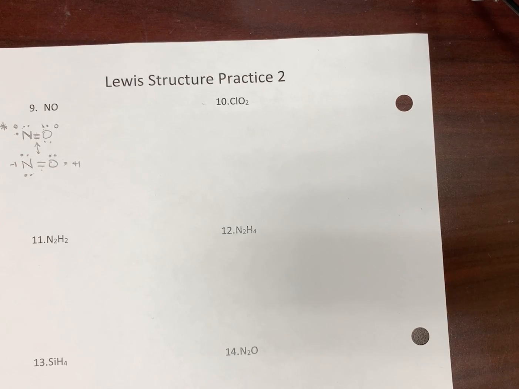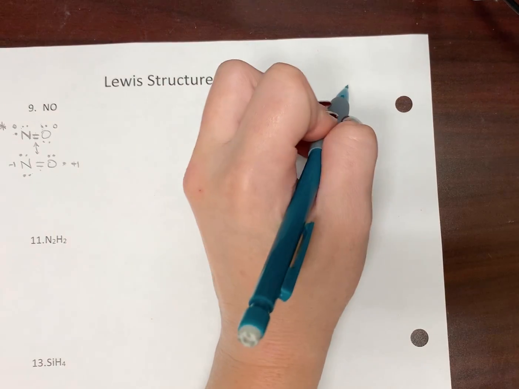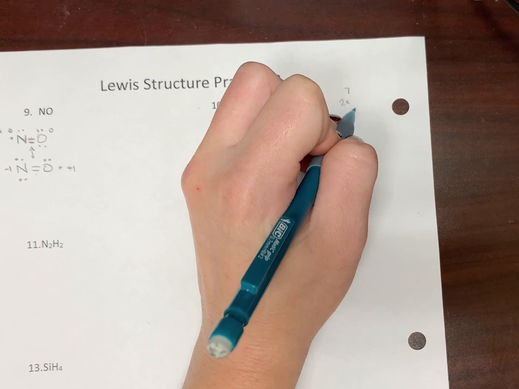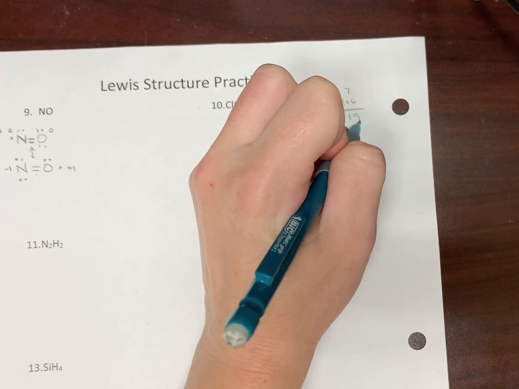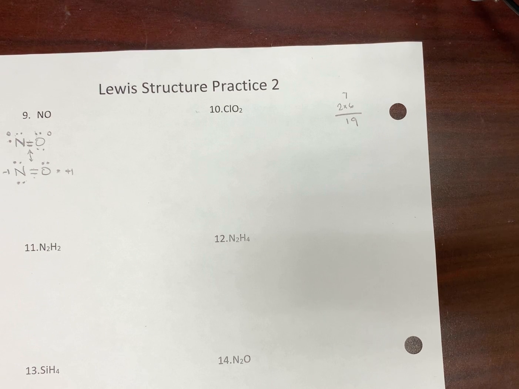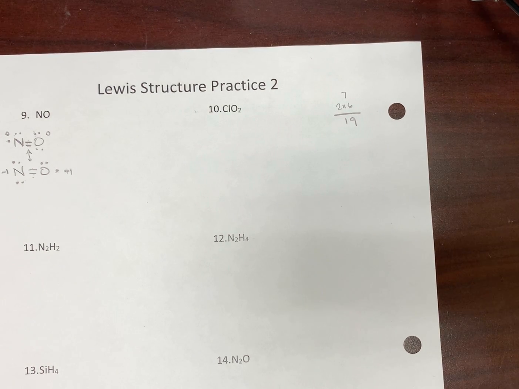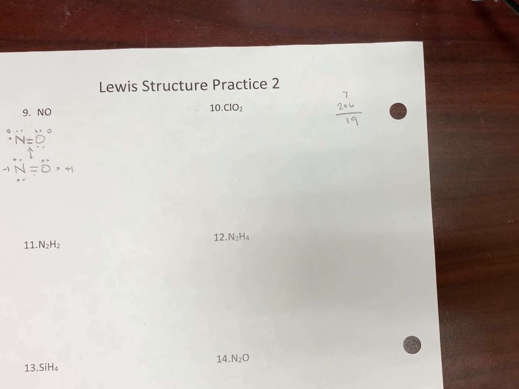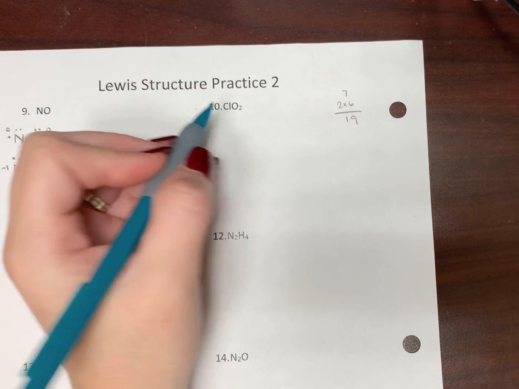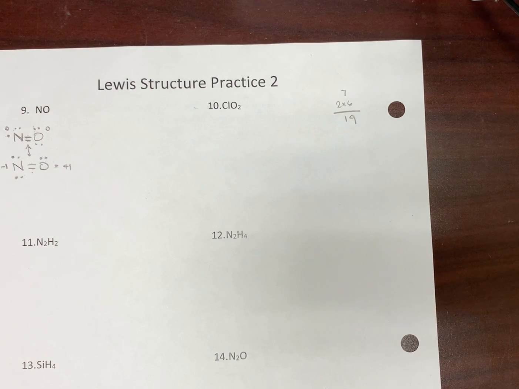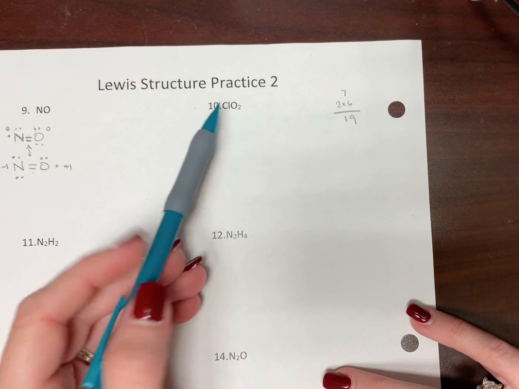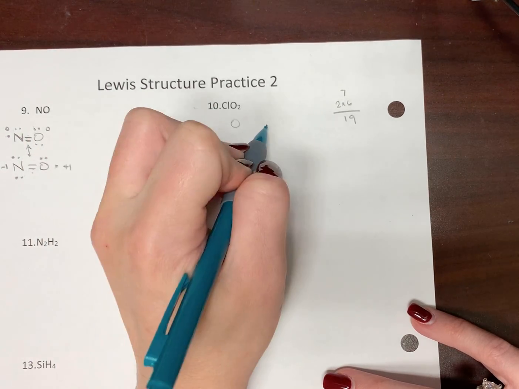How about this one? ClO2. Cl has 7. Then you have 2 oxygens. So we've got a total of 19. Okay, that's also going to be a radical species because we don't have an even number of electrons. I'm going to put this just for symmetry purposes, although for electronegativity, oxygen probably should go in the middle, so let's do that.